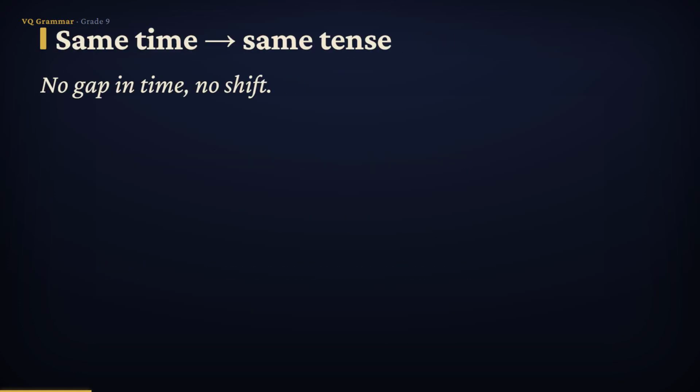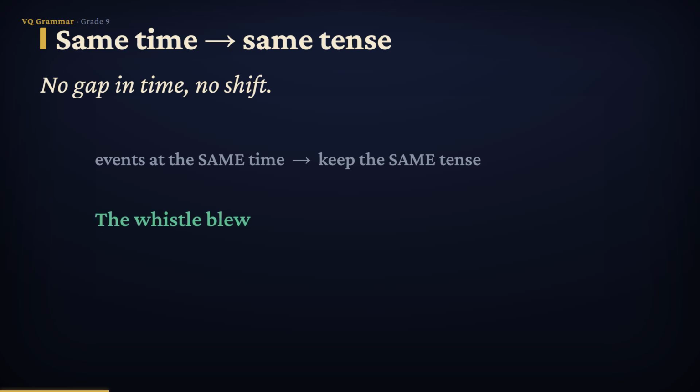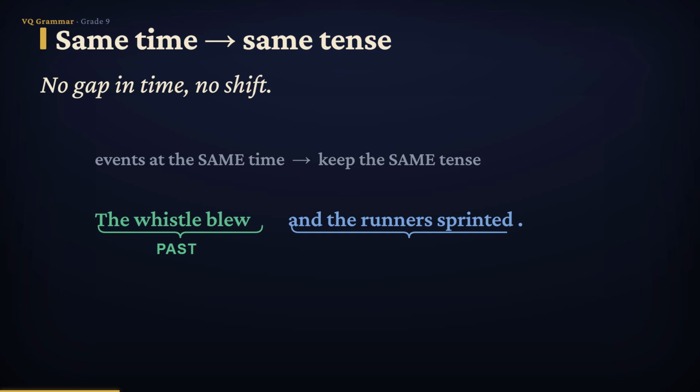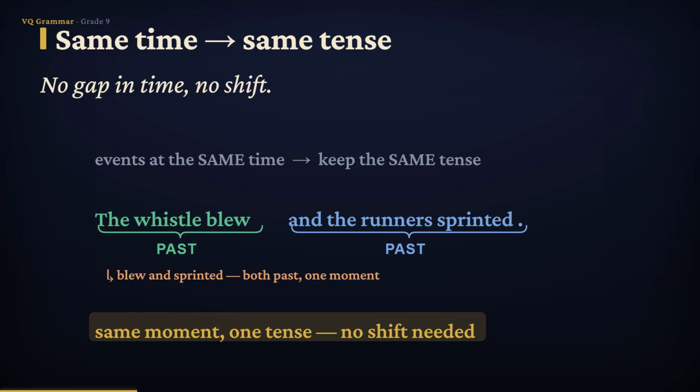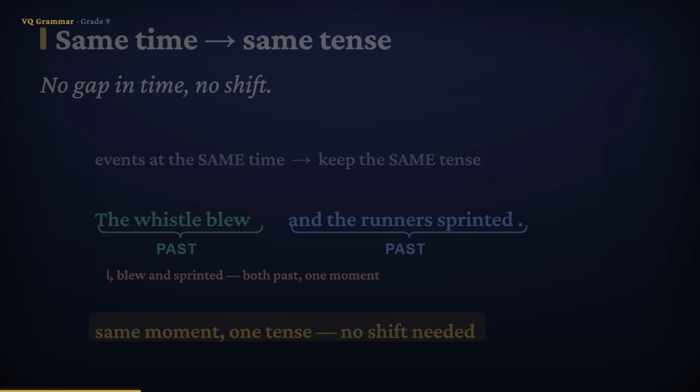Let's take the easy case first. Two events that happen at the same time. When events land at the same time, you keep the same tense for both. Listen to this. The whistle blew and the runners sprinted. Both of those things happen in the same instant, blew and sprinted, and both are in the past tense. There's no gap in time between them, so there's no reason to change tense. Same moment, one tense, and no shift needed.